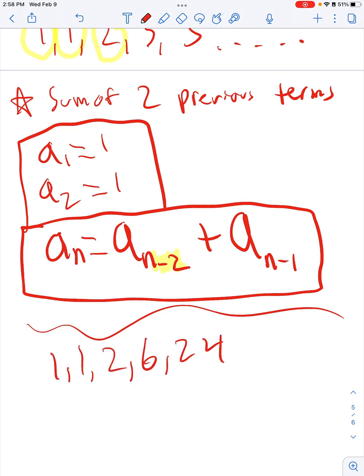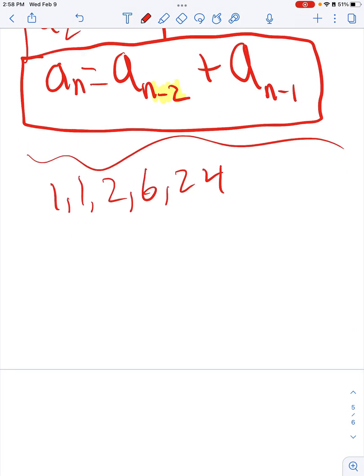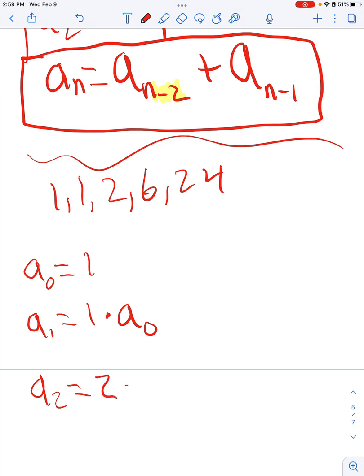Last kind of funky example, 1, 1, 2, 6, 24. So this time I'm going to say that a sub 0 equals 1, and then a sub 1 equals 1 multiplied by a sub 0. A sub 2 would be 2 multiplied by a sub 1. So again, what am I kind of doing? I'm increasing what number I am multiplying it by.